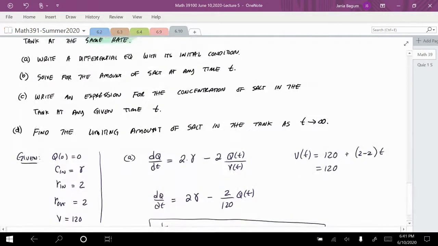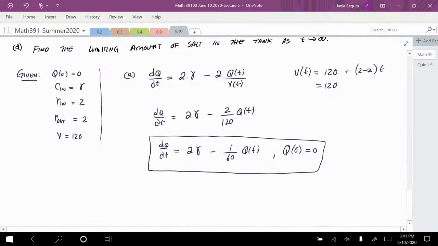Okay, now part B is for you to solve. So that means we're going to solve this. So this is a linear first order equation, right? So we're going to have to find an integrating factor. So dQ/dt plus 1 over 60 Q of t is equal to 2 gamma.